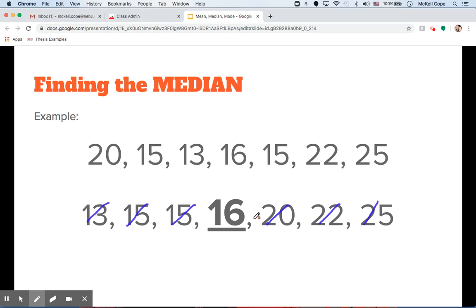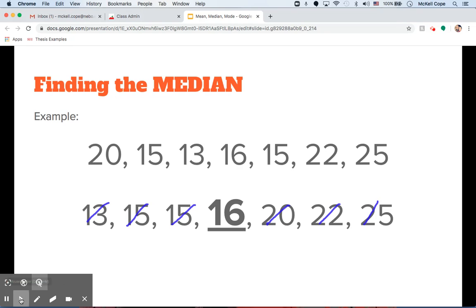The other thing you can do is you can look at how many numbers you have in your set. So in this case, we have 1, 2, 3, 4, 5, 6, 7. And when I divide that by 2, I get 3.5. So I know that I'm going to have 3 numbers in both groups, and then I look at that number in the middle, and that's going to be my median.